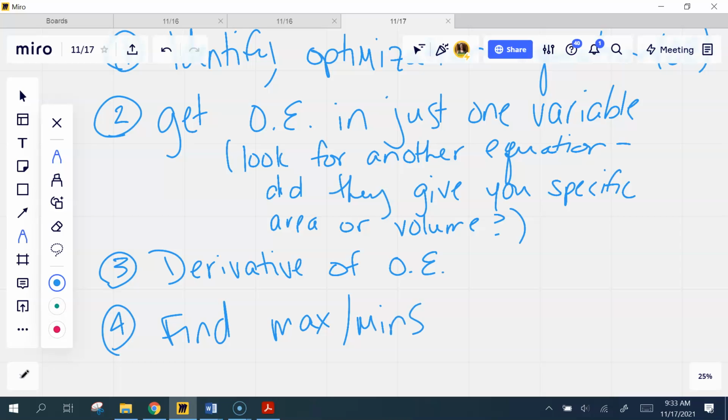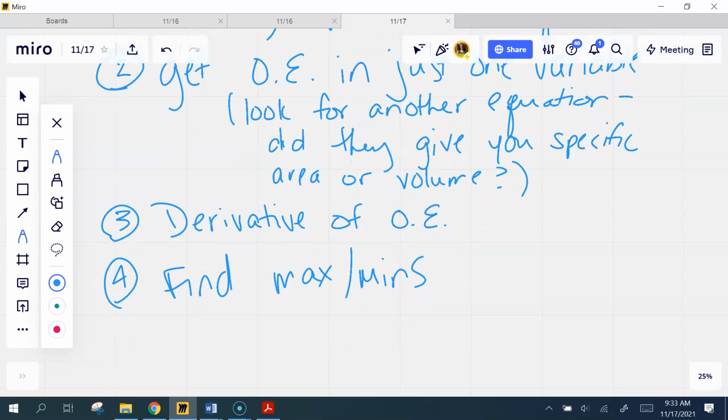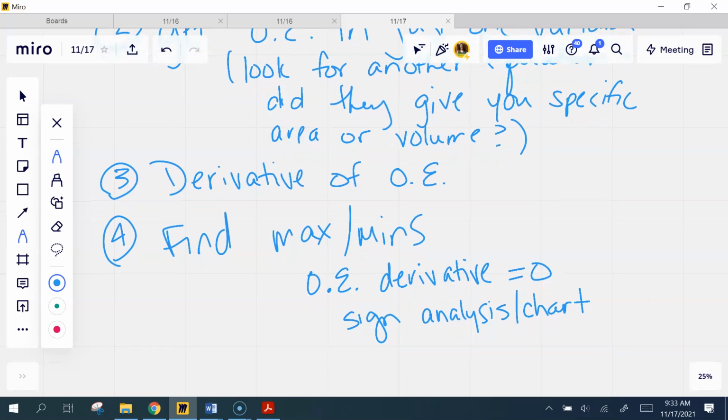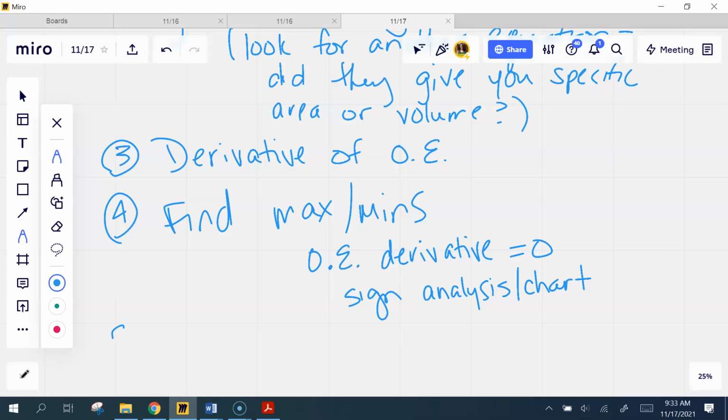I'm going to make this just one step. Find the max or the min, depending on what you're looking for in the question. So this is where the derivative of the optimization equation equals 0. I feel like once you identify your equations and get it written in one equation, one variable, it's downhill from there because it's what we've already been doing. Then a sign analysis, a sign chart, and then this is the point where you go back and answer the question.